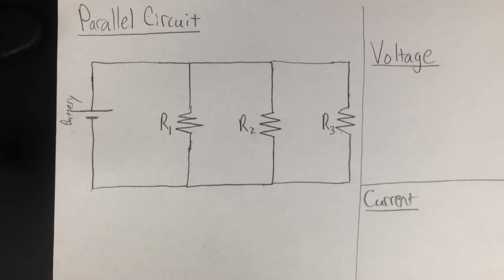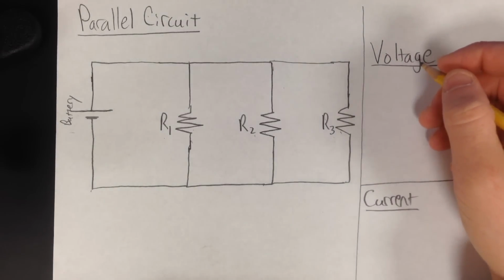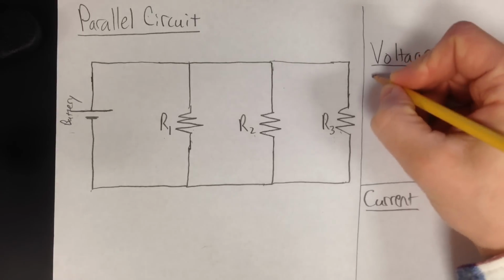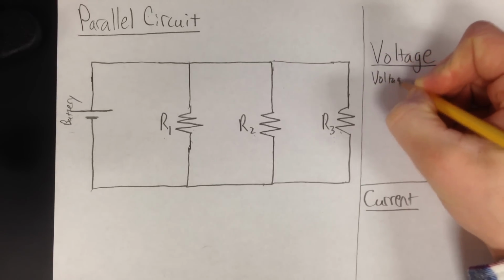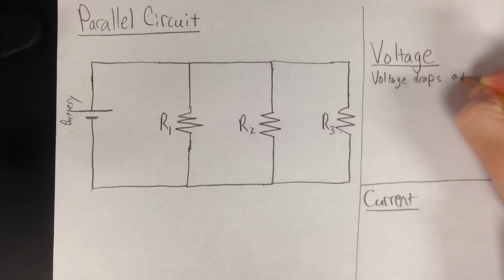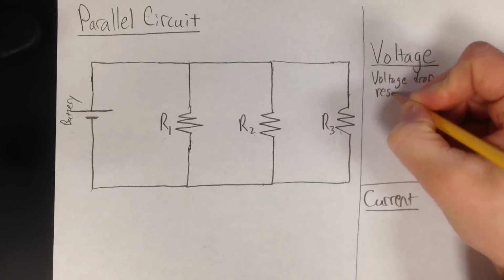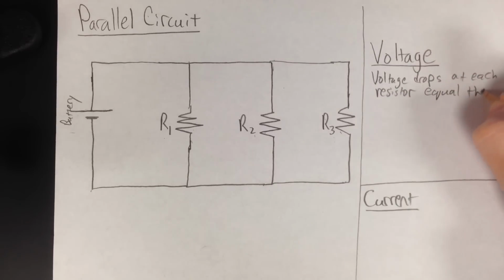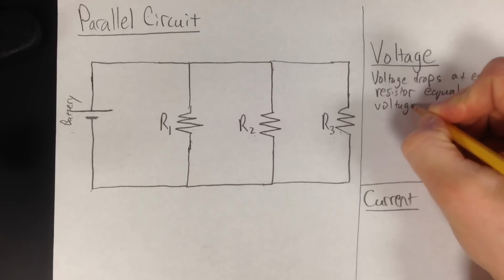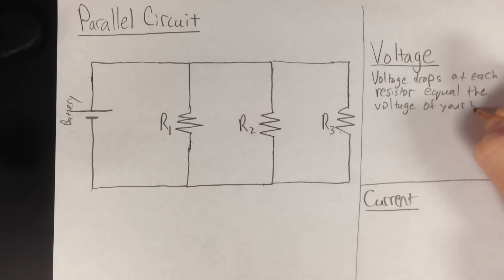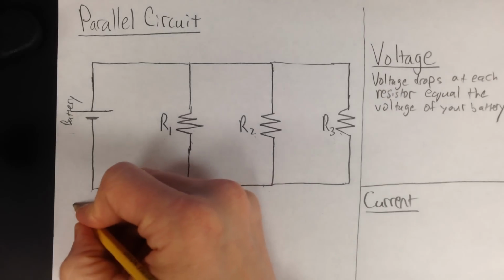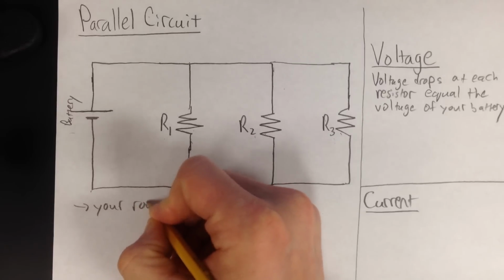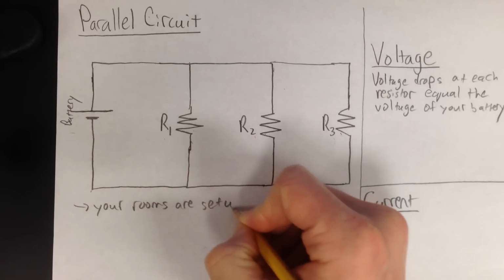So what did you find out in your investigation of a parallel circuit with voltage? What did you find out about voltage? So the voltage drops at each resistor equal the voltage of your battery. Let's use your home as an example. Since your home, your rooms are set up in parallel.